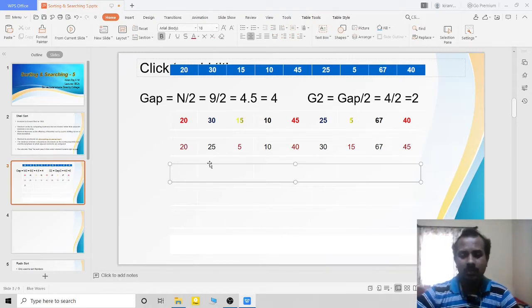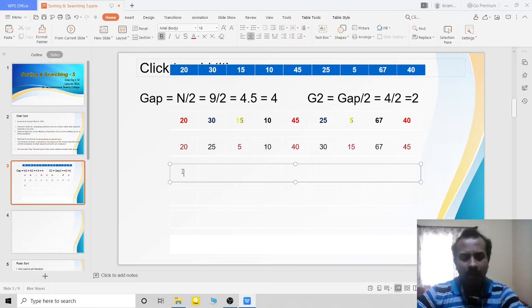So let me choose that 25, 40, 50 and 45. And with the 25, I'll be having another one, 10, 30 and 67. So let me choose the 20 first. 20, let me check it with the 5. Whether 5 is smaller? Yes, 5 is smaller and 20 is greater.